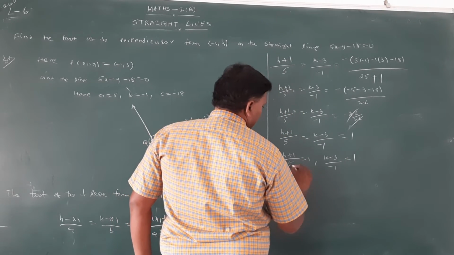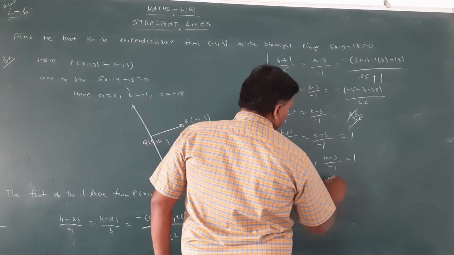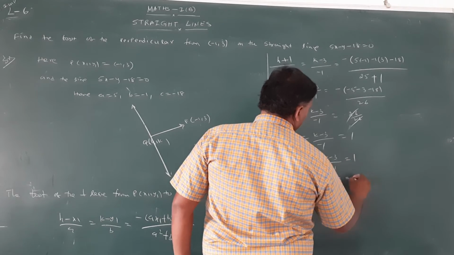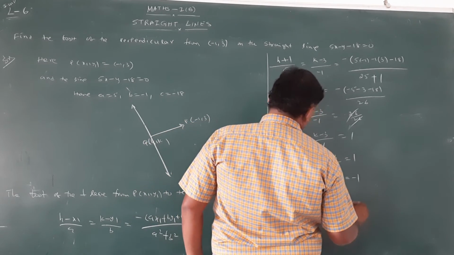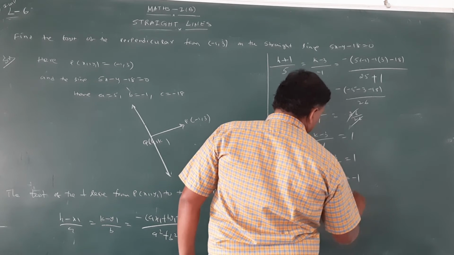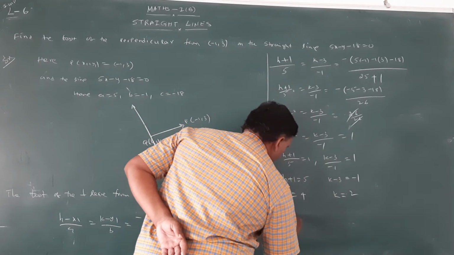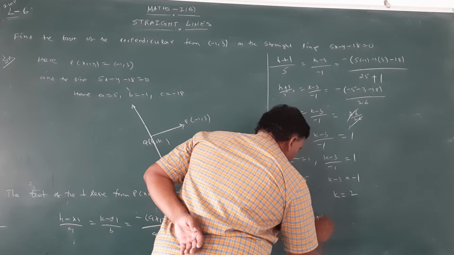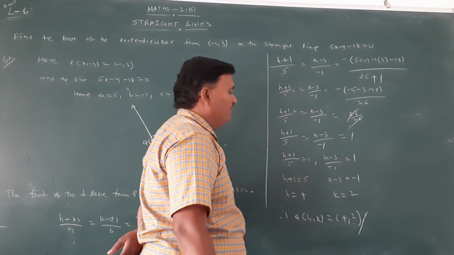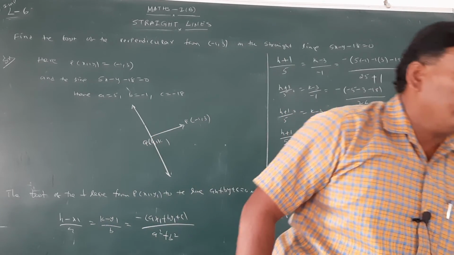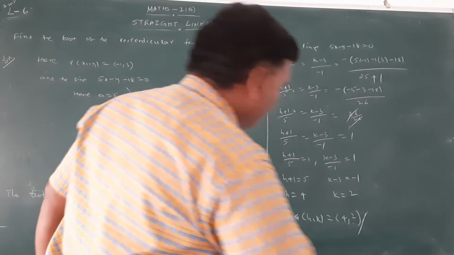h plus 1 is equal to 5 into 1, that is 5, so h is 5 minus 1, which is 4. k minus 3 is equal to minus 1 into 1, that is minus 1, so k is equal to minus 1 plus 3, which is 2. Therefore Q(h, k) is equal to (4, 2). What is the foot of the perpendicular? (4, 2). Next theorem.